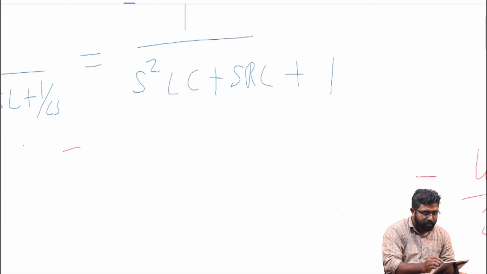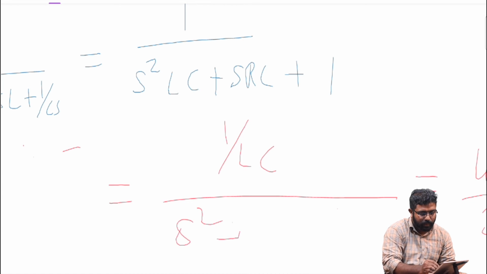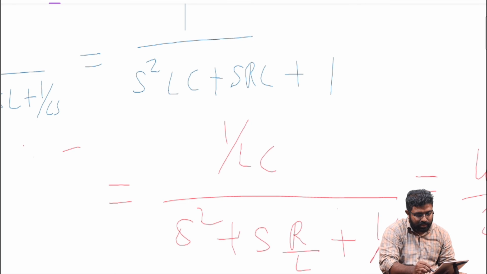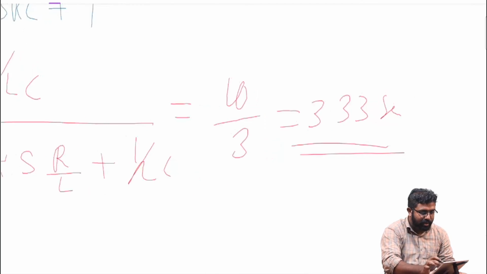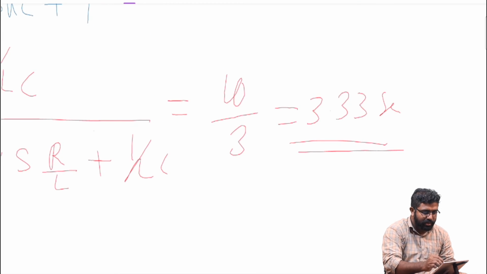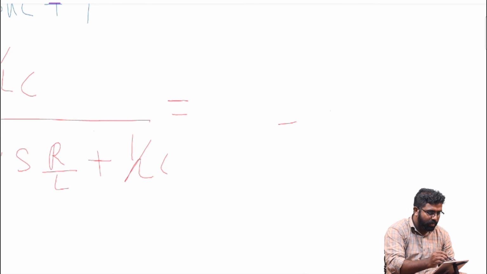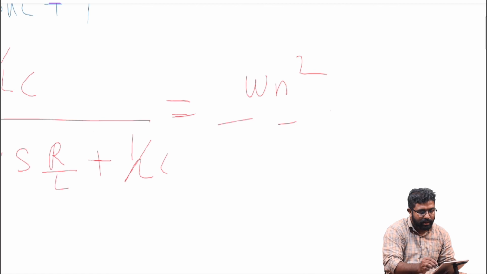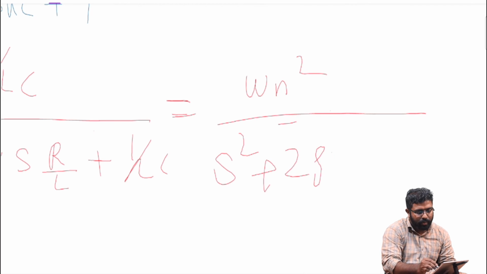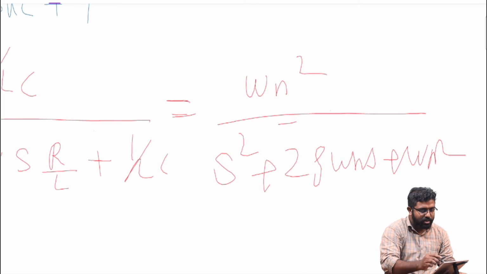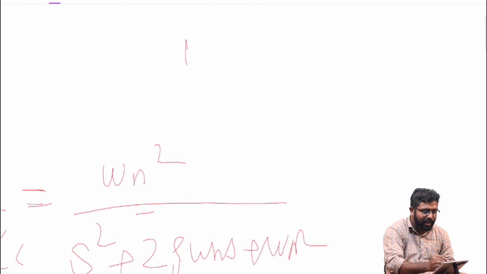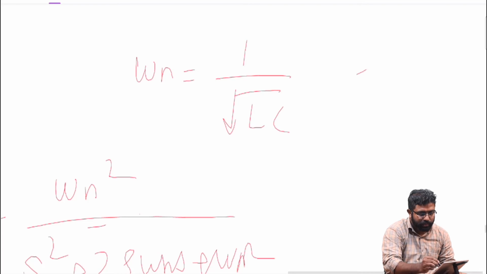So dividing with LC, 1 by LC divided by s square plus s R by L plus 1 by LC, and this is compared with my second order transfer function equation, that is omega n square divided by s square plus 2 theta omega n s plus omega n square. After comparing the coefficients you will get omega n equal to 1 by root LC and theta equal to R by 2 square root of C by L.